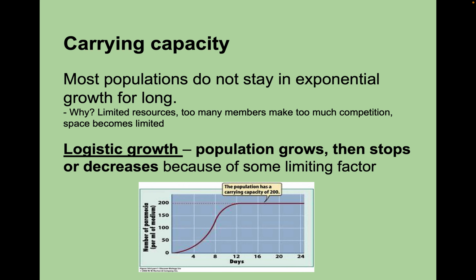Most populations are not going to be able to just keep growing forever. They're going to run out of food or space, too much competition, there's not enough mates. So something is going to cause them to slow down. When that happens, you make an S-shaped graph, which kind of looks like this, S shape. That is called a logistic growth graph because it grows really fast and then slows down or stops because something limits it. Something slows them down.